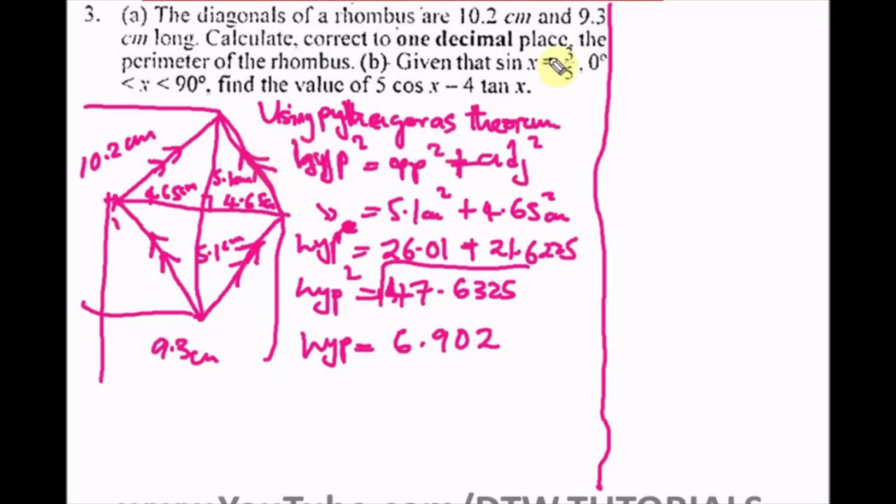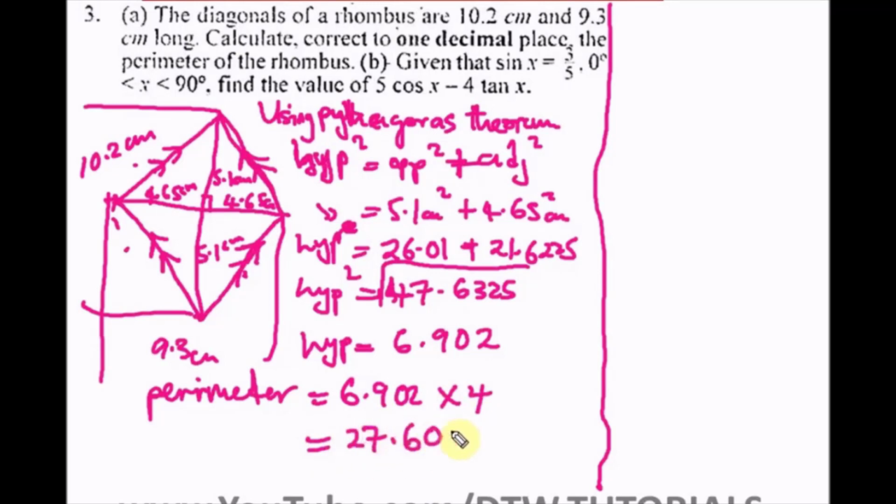Our question says we should find the perimeter. If we know this side is 6.902, this side is also 6.902, this side is also 6.902, and this side is also 6.902. Either add up each side, or you just multiply by 4. So you state here our perimeter is equal to 6.902 times 4. This is going to give us 27.6065 centimeter.